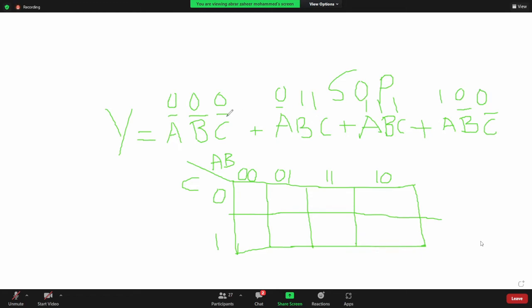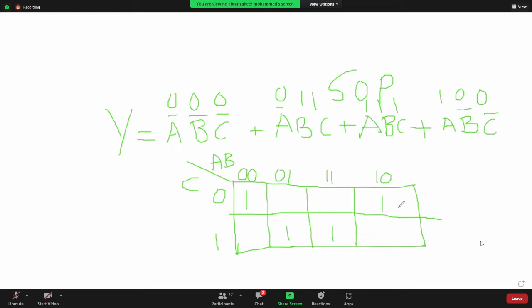Now for these specific values, we have to enter the value 1 in the K-map. For 0, 0, 0, we'll write 1. For 0, 1, 1, we'll write 1. For 1, 1, 1, we'll write 1. And for 1, 0, 0, we'll write 1. Okay. So you understood how to write the equation in the form of the K-map.